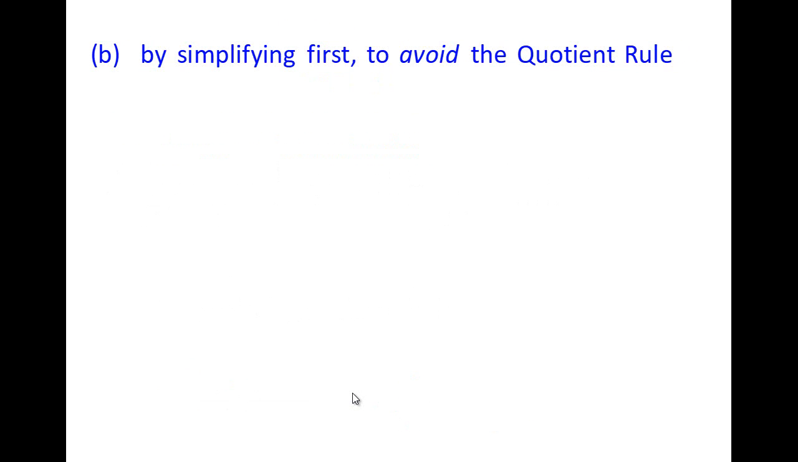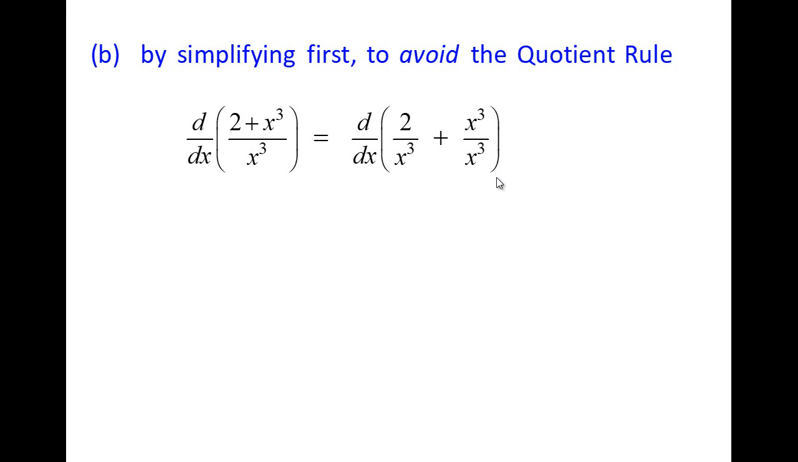So what we do is we just do some algebra here first. That is, we're going to break this fraction into two fractions. So basically we're going to write this as 2 over x cubed plus x cubed over x cubed. So if I do that, I get this.